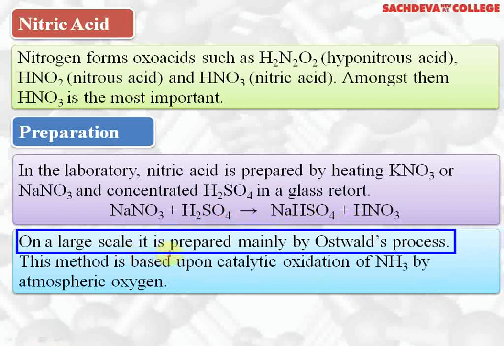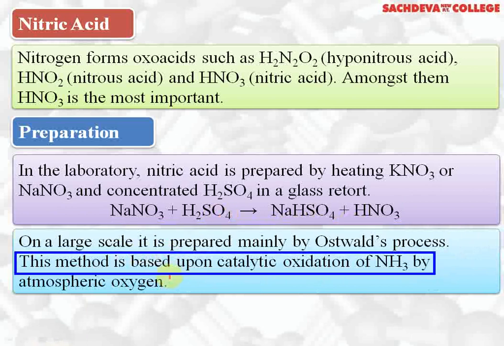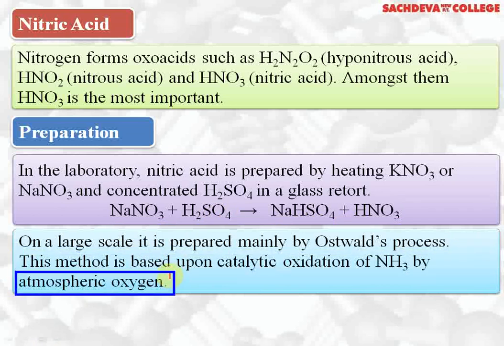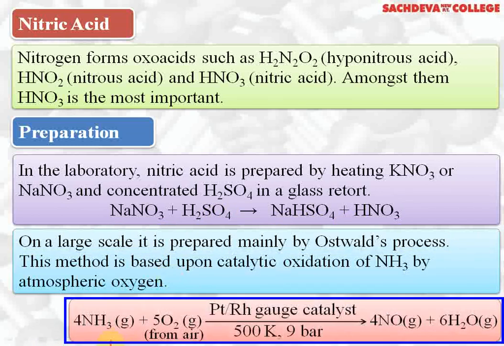On a large scale, it is prepared mainly by the Ostwald process. This method is based on catalytic oxidation of ammonia by atmospheric oxygen. 4NH3 plus 5O2, in the presence of platinum and rhodium gauze as a catalyst at 500 Kelvin and 9 bar, gives 4NO, nitrogen monoxide, plus 6 H2O.